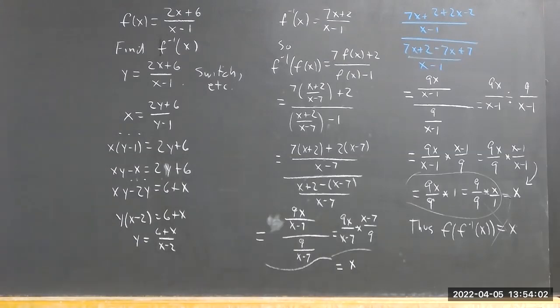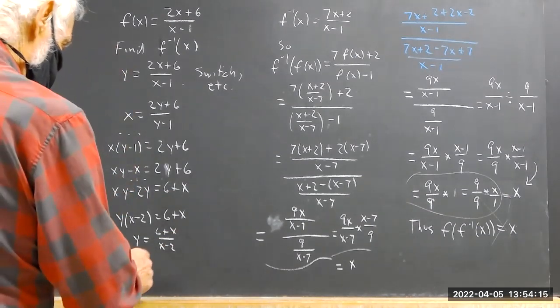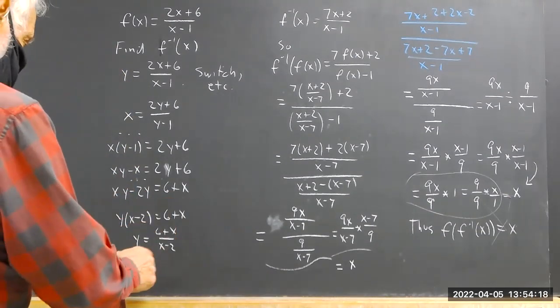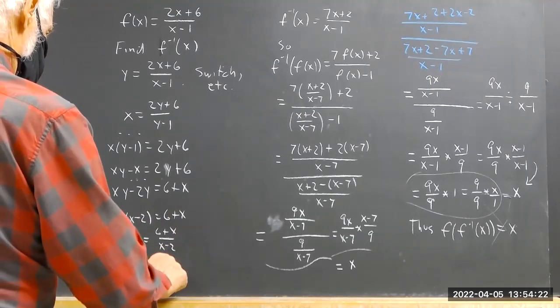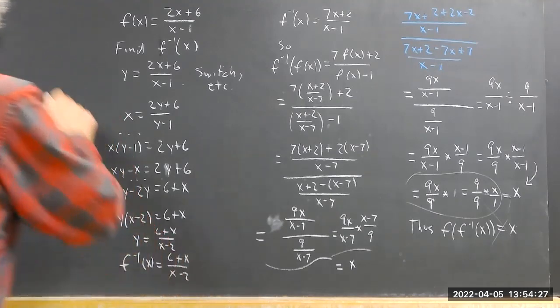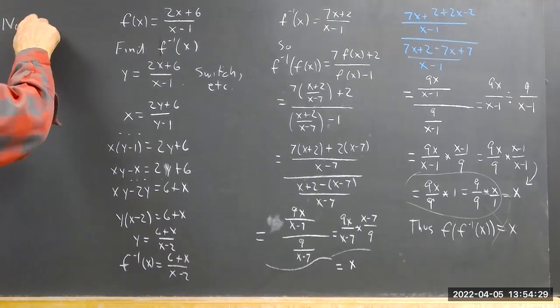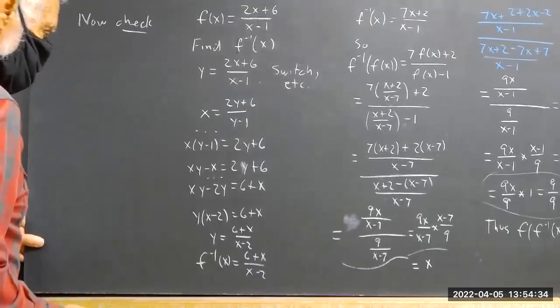Okay. I did it right. Do you agree? I must have done it right. I just flipped it on the top where x plus 6, but that was about it. Instead of 6 plus x. Okay. Yeah. You have the steps written out. That's good. So f inverse of x is 6 plus x over x minus 2. Now you check it. We'll put some of the time to do that.